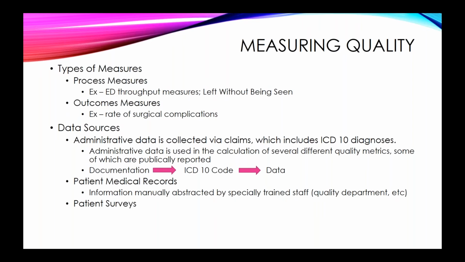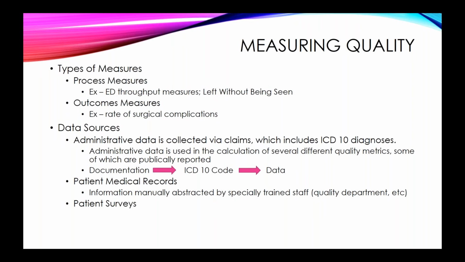Then there are outcome measures, and I think these are probably the easiest for me to understand because they're very straightforward. A great example of an outcome measure is your surgical complication rate, your readmission rate, or your mortality rate. Those are patient outcome centered.